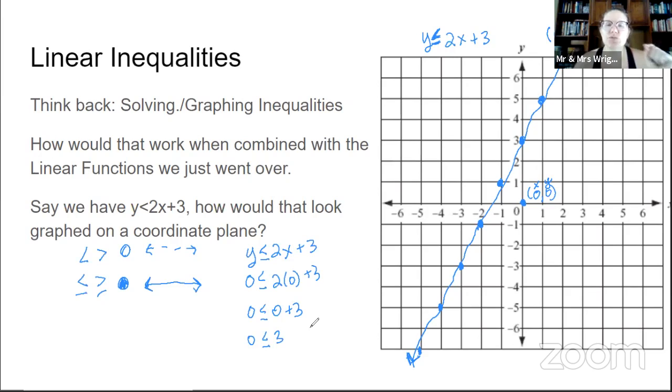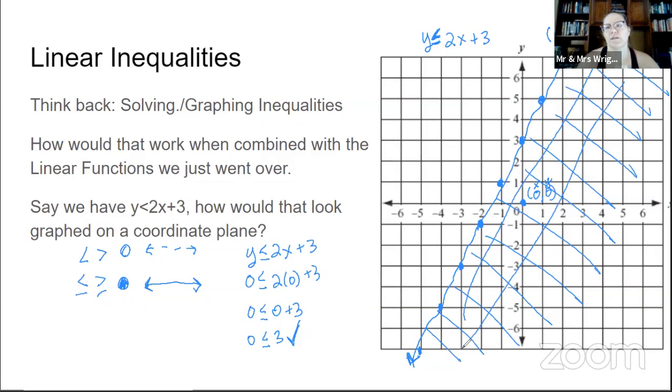Is that a true statement? Now that I've done all the math part of it and worked it out, is it true or false? Well, let's look at it. 0 is less than or equal to 3. I know it's not equal to 3, but 0 is less than 3. So this is definitely a true statement. And so that means I would be shading in this side of my coordinate plane of my graph here.